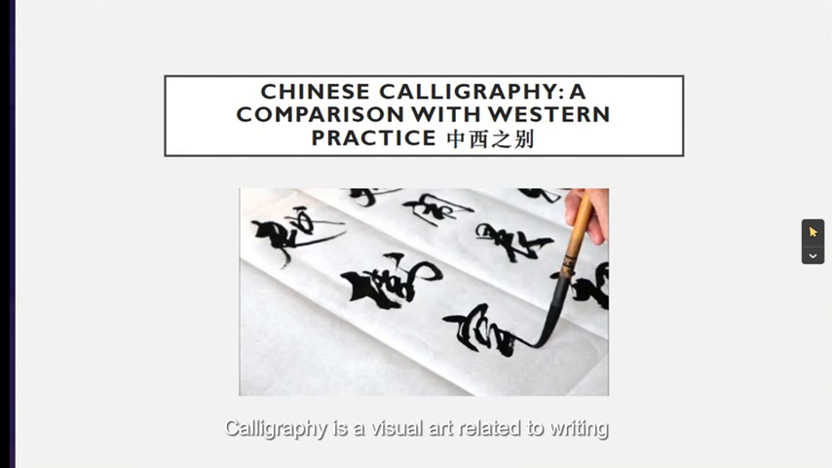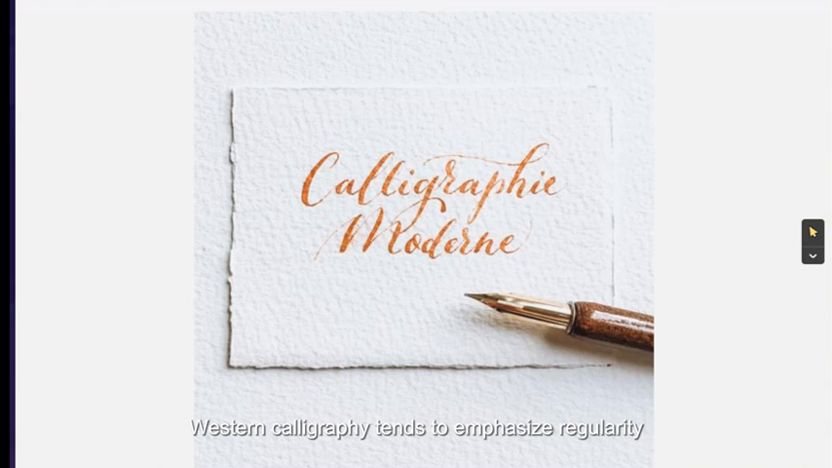Calligraphy is a visual art related to writing. It is the design and execution of lettering with a pen, ink brush, or another writing instrument. After seeing some examples, you will notice the big difference between Chinese and Western calligraphy. Western calligraphy tends to emphasize regularity, mainly in the way of arranging circles, curves, straight and horizontal lines.